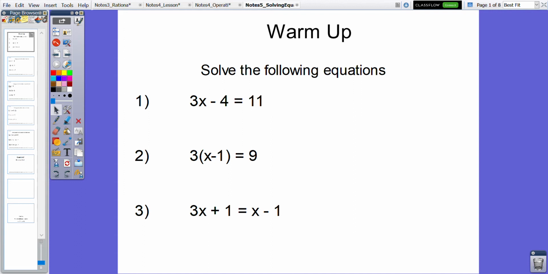Morning, everybody. Today we're going to take a deeper look into solving equations for Algebra 1 here. Your warm-up is on this screen right here. You have 3 problems you need to solve. Don't need to worry about the properties here, okay?